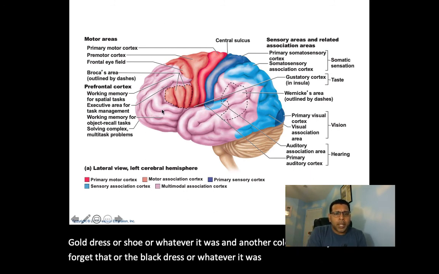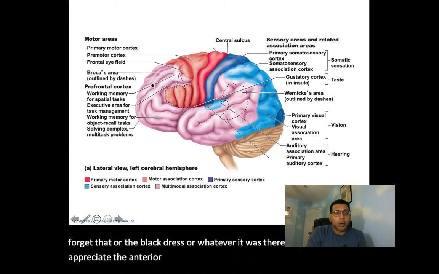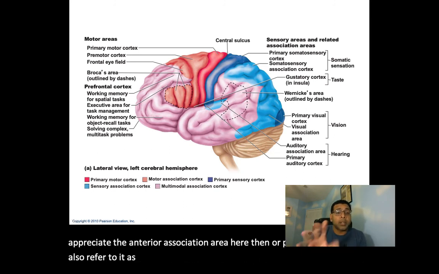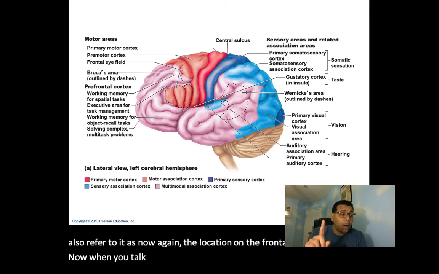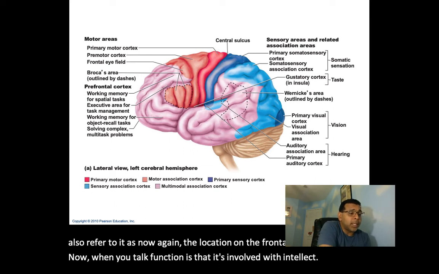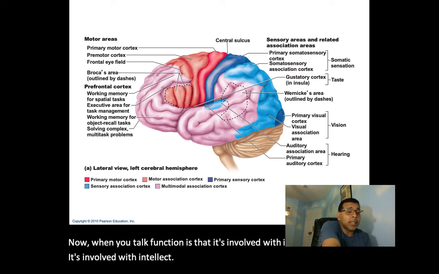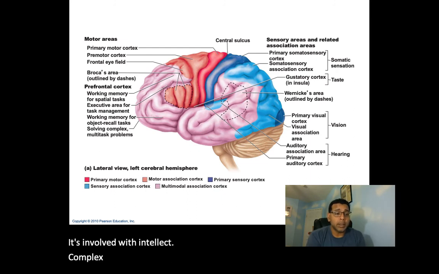So you can appreciate the anterior association area here, or prefrontal cortex, as we also refer to it. Now again, the location is on the frontal lobe. When we talk function, it's involved with intellect, complex learning abilities, our ability to recall, and personality.